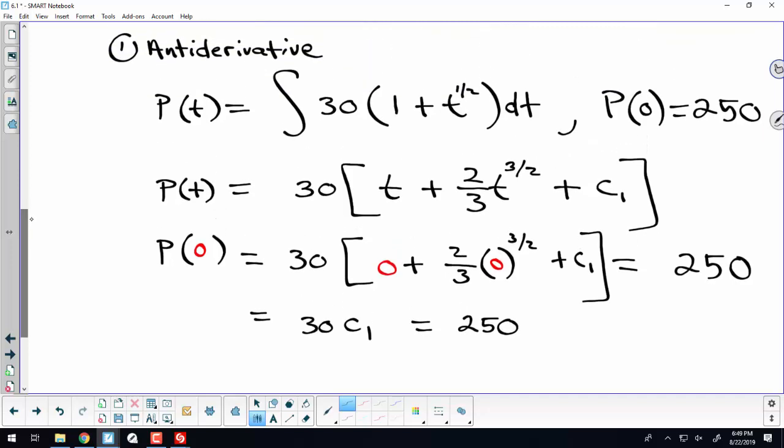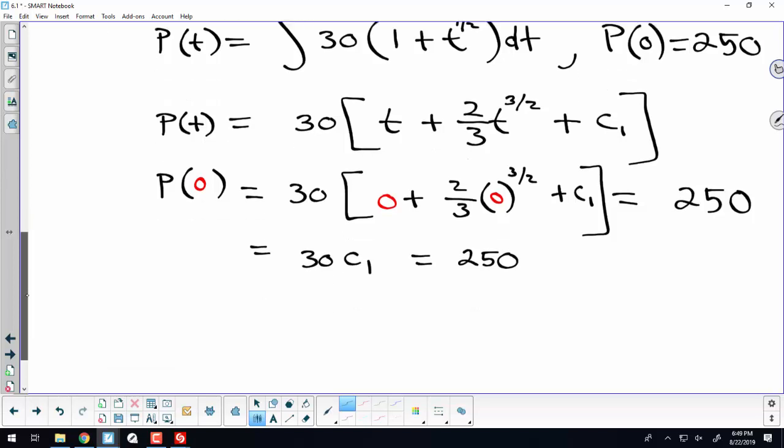See, did we mess something up? Does that look okay? 30. Did we write that function down? 30 plus 2 to the 1/2. Yeah, okay. 30t plus 2/3 t^3 plus some constant. Looks fine. Looks okay, right?